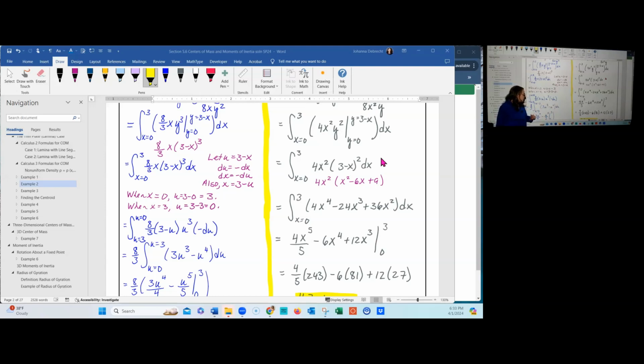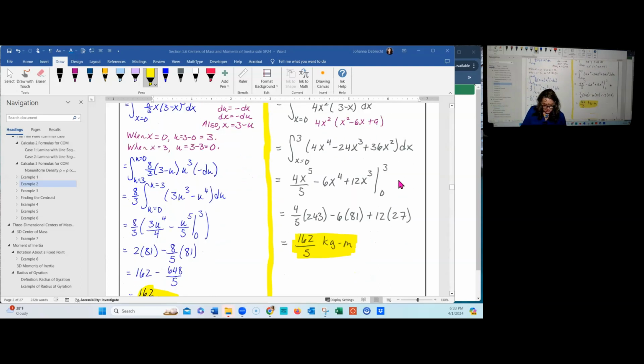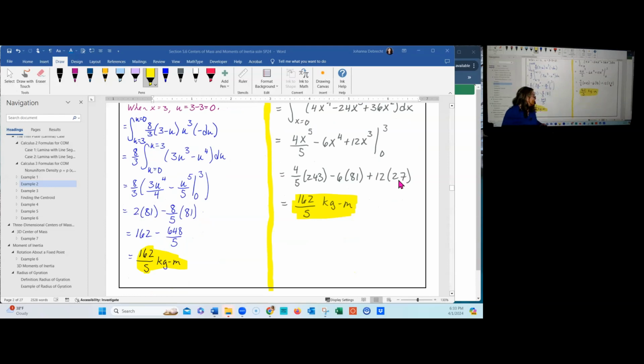So I integrate and get 3/4 u to the 4th minus u to the 5th over 5, all multiplied by 8/3. When you evaluate between 0 and 3 and simplify, you get 162/5 kilogram meters. So a moment is the mass times the distance it is from that particular axis that you're rotating about.